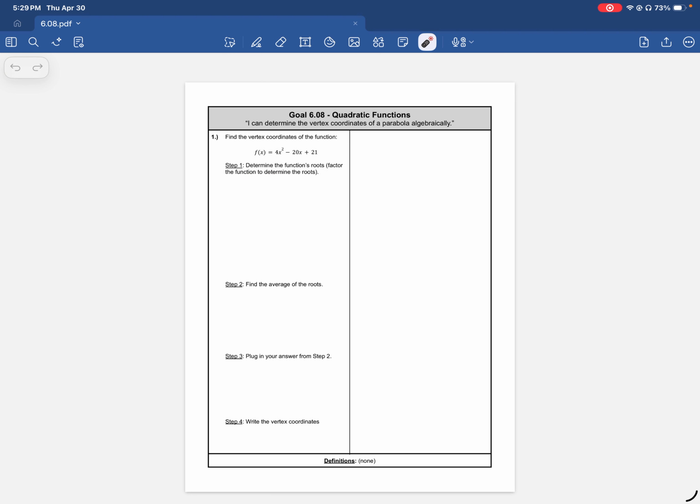Factor the function to determine the roots. Find the average of the roots. So once you get x equals this and x equals that, add them together and divide by 2. Step 3. Whatever you get for step 2, let's say the answer is -5. It's not. Plug -5 in for x here and there. That will give you the y-coordinate for your vertex. So whatever answer you got from step 2 is the first value. Whatever answer you got for step 3 is the other part of your vertex. And no definitions.